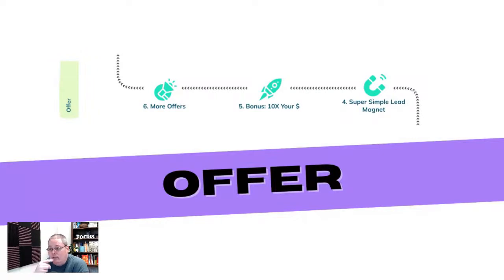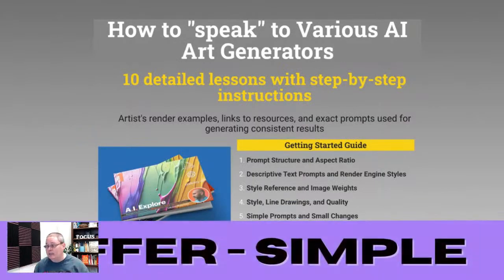Next, we need an offer. And here we're going to do the exact same thing. We did step 1, step 2, step 3. We built a solid foundation of traffic. Step 4, step 5, step 6 is offer. So we're going to say, okay, I need a super simple lead magnet. What is that? What does it look like? I'm just going to show you what that looks like.